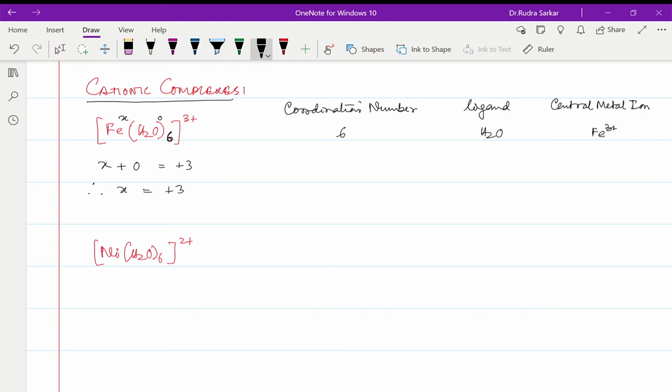What is the coordination number? So 6, sir. What is the ligand over here? So ligands are H2O, sir. What is the central metal ion? So nickel, sir. Charge? 2 plus, sir.